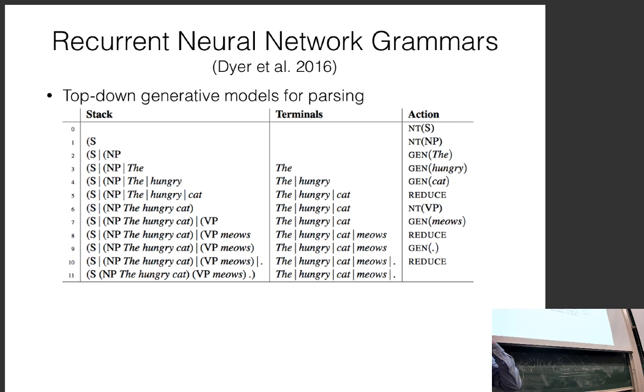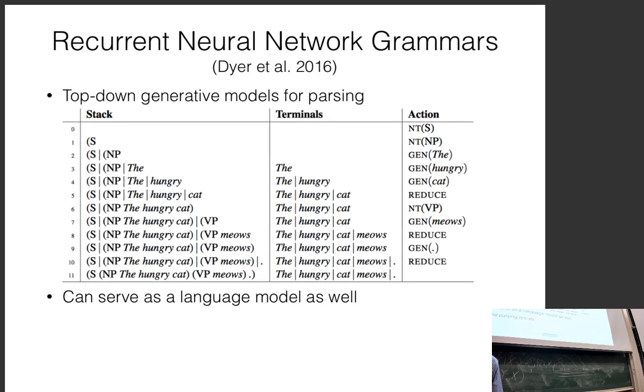The main difference between this and the stack LSTM that we talked about before is you also generate the words. You don't just take in the words and encode them. You generate the words jointly. This can serve as a language model as well. It also has very good parsing results. For a very long time, it was kind of the state of the art. When I say very long time, I mean like 1.5 years, which is a very long time in neural land. So it wasn't a long time before neural networks, but now we get new state of the arts all the time.